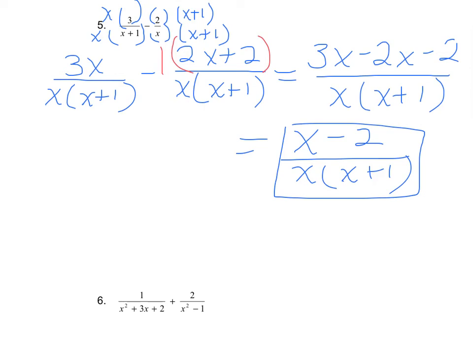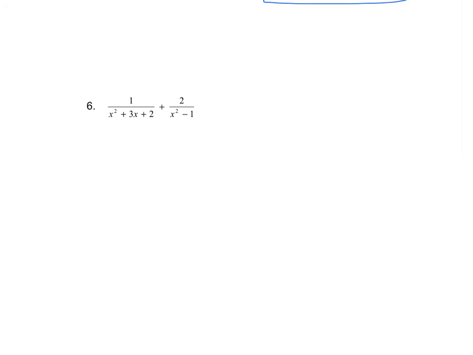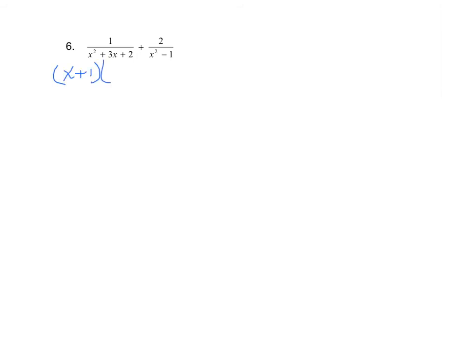All right, let's take a look at example number 6. Example number 6 will be our last one for today. Again, I can't add these rational expressions together because I don't have a common denominator, so I need to find one. I don't know what it's going to be, but I can factor both denominators to see what I have. This denominator factors to x plus 1 times x plus 2, and this denominator factors to x plus 1 times x minus 1.